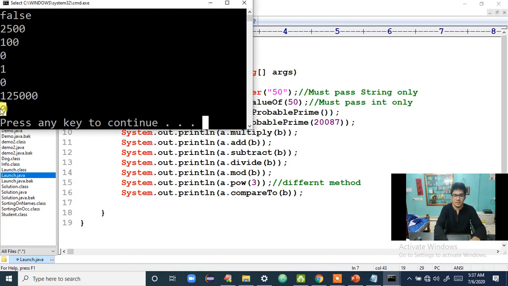Okay, you get 0. Why this 0? This 0 is a mod there. Okay, 50 mod 50 is 0. Okay, subtract this 0, you're getting 50 minus 50 is 0. So I hope you have understood, right? When two BigIntegers are same, the compare method gives us 0.